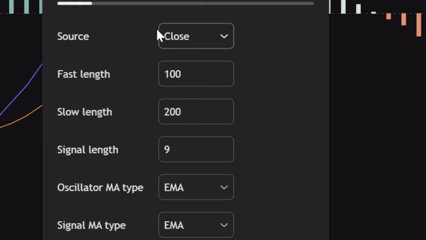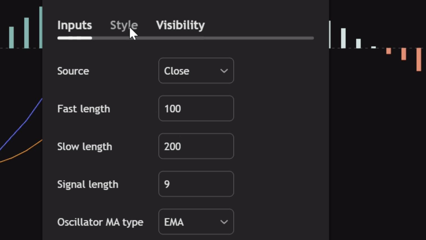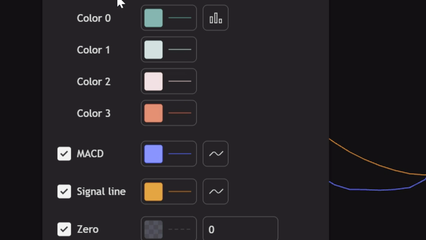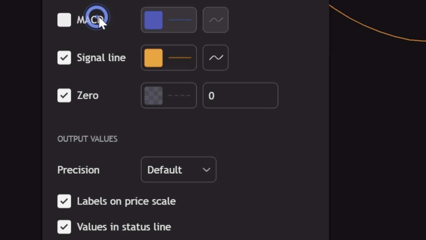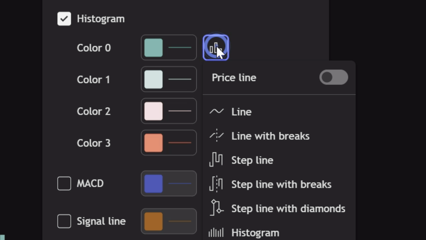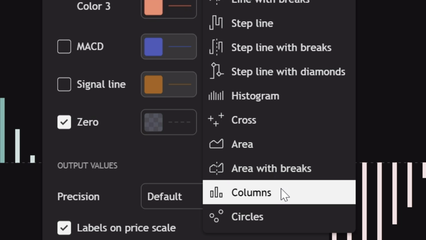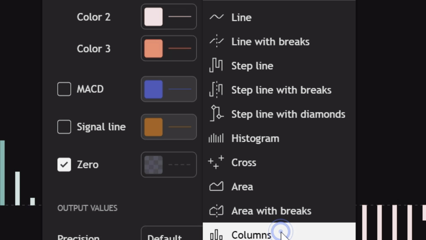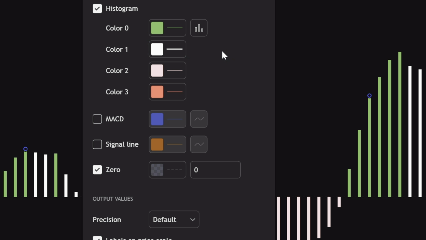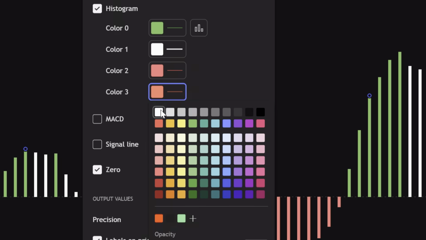Next, go to the Style tab. Here's what you need to know. We do not need the MACD line and the signal line, so disable both of them. Then change the histogram style to either area or columns. It doesn't matter which one you choose. The important part is changing the colors to green, white, red, and white respectively. Alright, now our MACD setup is complete.